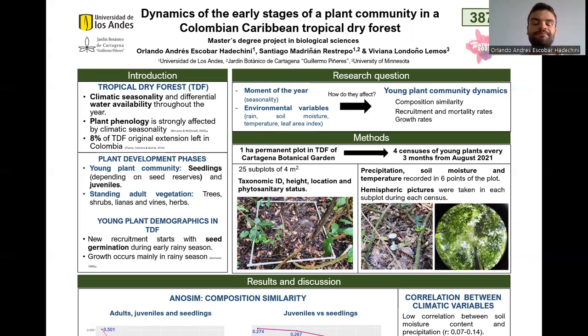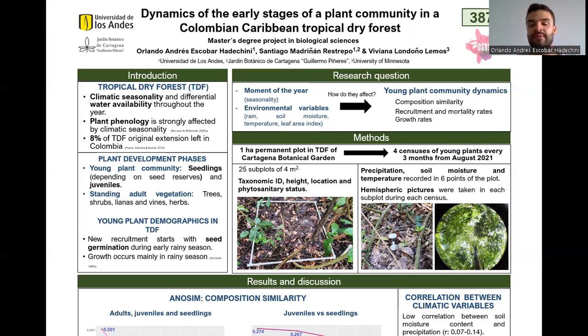So this project was developed at Cartagena Botanical Garden in a 1 hectare permanent plot. In each of the 25 subplots in which this plot is divided, I located a 4 square meter quadrant. I took information about the taxonomic ID, the height, the location, and the phytosanitary status of the young plants. This was done every 3 months since August 2021. So to date, I have done 4 censuses.